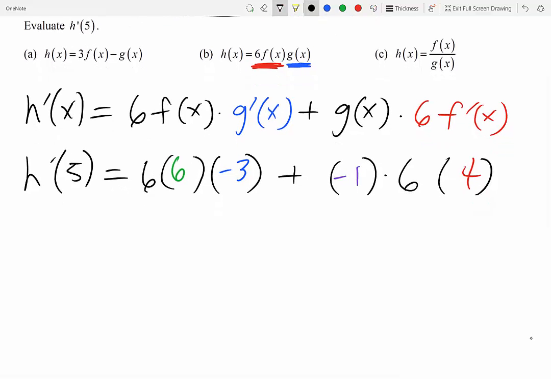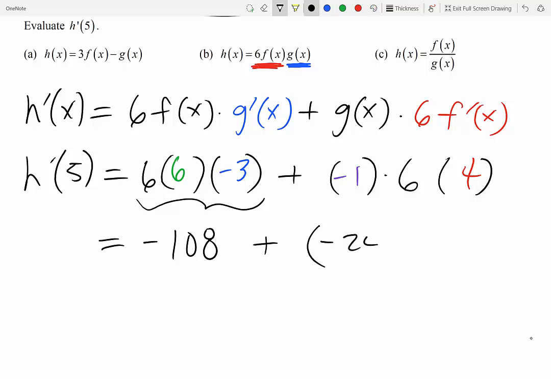So now when we calculate, we have 2 different terms. This one here is 6 times 6 times negative 3, which turns out to be a negative 108, plus over here we have negative 1 times 6 times 4, which is a negative 24. If you add these 2 negative numbers together, you get a total of negative 132, which is the answer to this question.